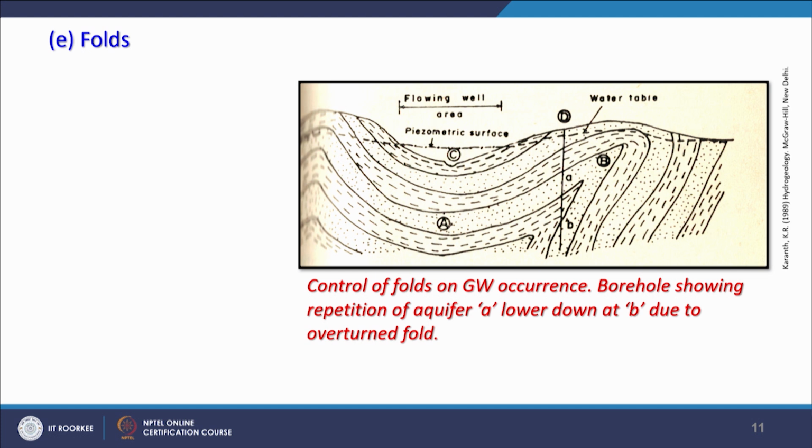Now, further we continue with folds, and what you are seeing in the figure is again a section. The water table is shown here, and if I go and see at different depths, like here A and B, I am encountering the same bed, but it is folded here. Sometimes we get confused that at the top we get a formation and then again get the same formation. Generally it may be due to folding, and this is what the caption mentions: the control of folds on groundwater occurrence. Borehole showing repetition of aquifer A or that bed lower down at B due to the overturned fold.